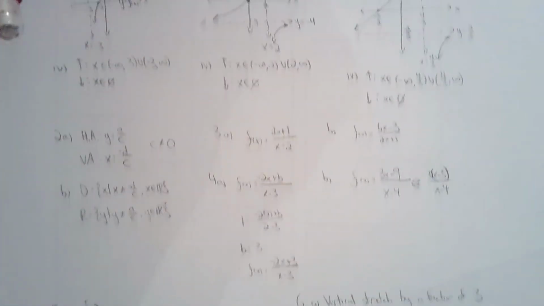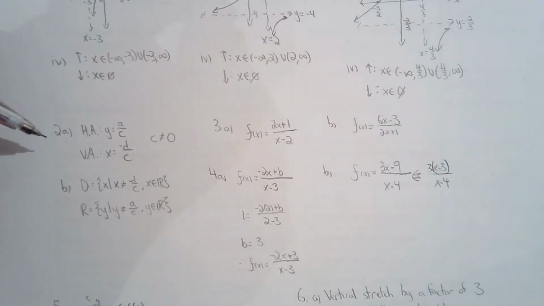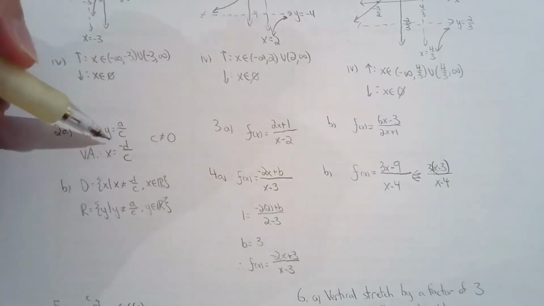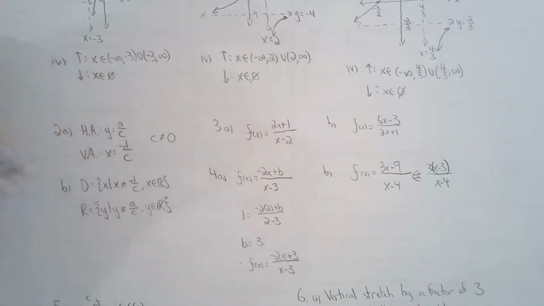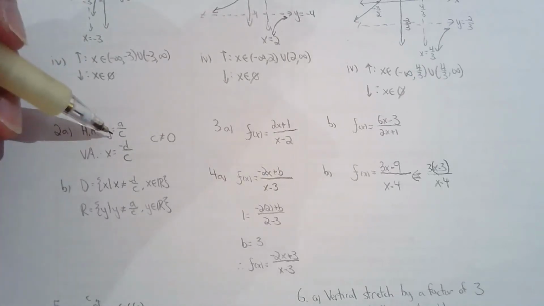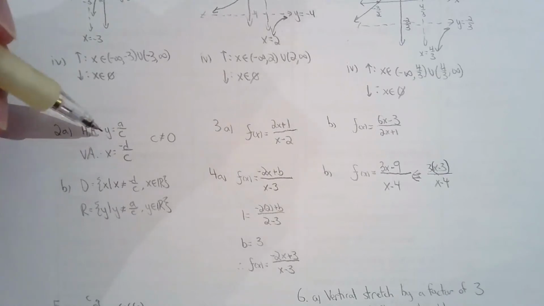Okay, let's see. For question 2, it's basically refreshing your memory on how to find horizontal and vertical asymptotes. Just a quick little note though, be careful, you cannot let c equal 0, because if c is 0, then you'll have undefined vertical and horizontal asymptotes.